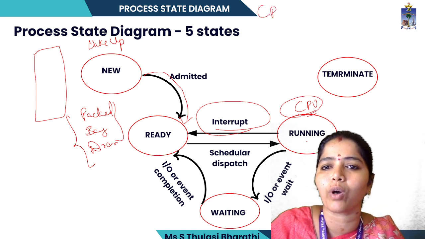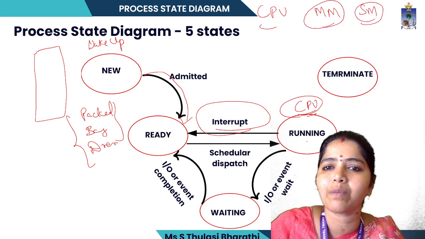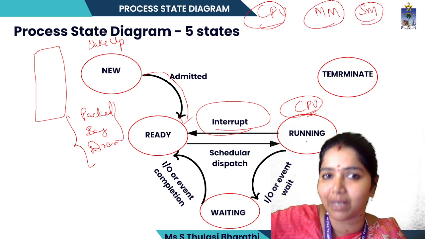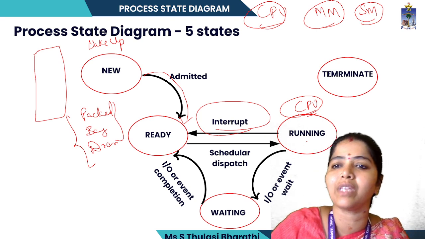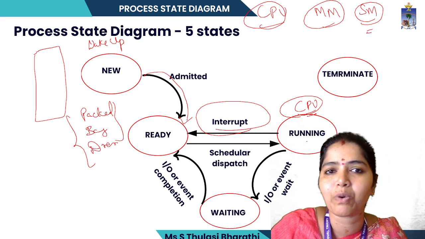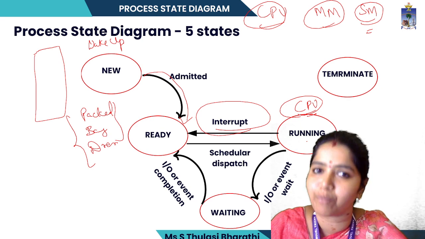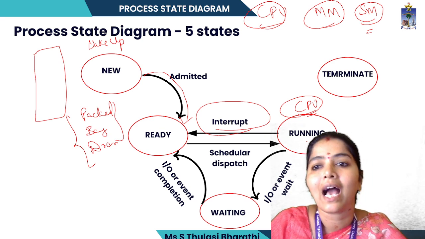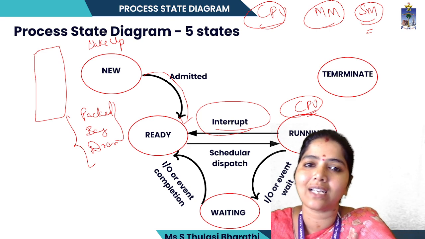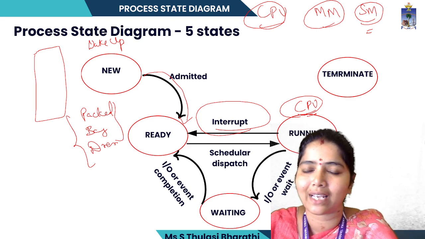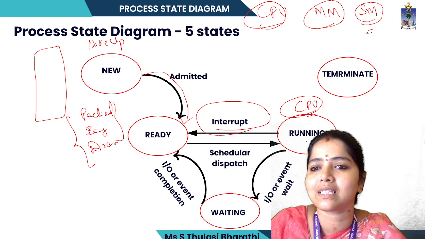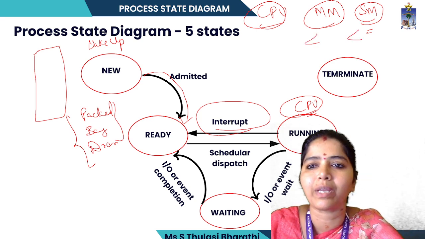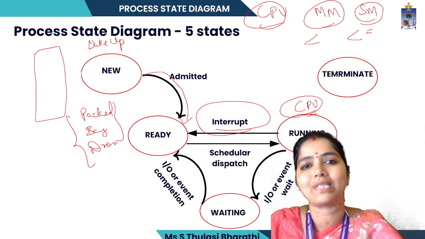Here we have three important terms called CPU, main memory, and secondary memory. These are the memory places where the data or the process will be residing. CPU is said to be very small in terms of memory size. Main memory we call the primary memory, that is the RAM, and secondary memory is the external disk, hard drives, all those things. The CPU has a very small size compared to main memory. Main memory has a smaller size when compared to secondary memory.